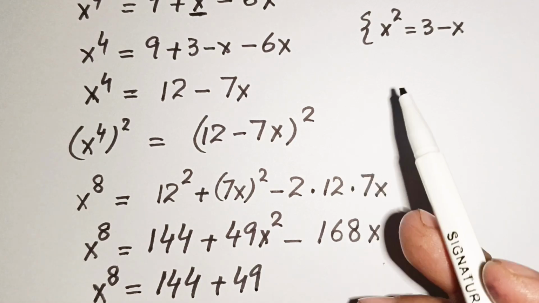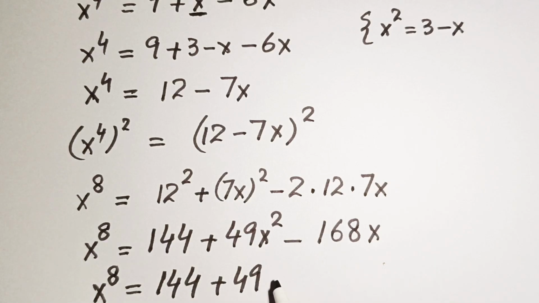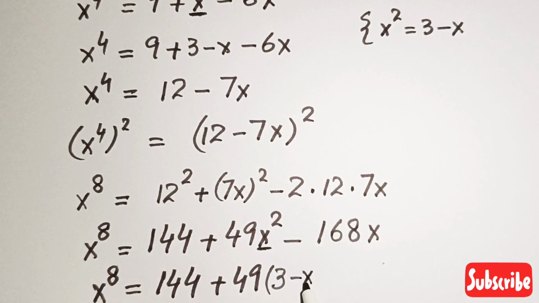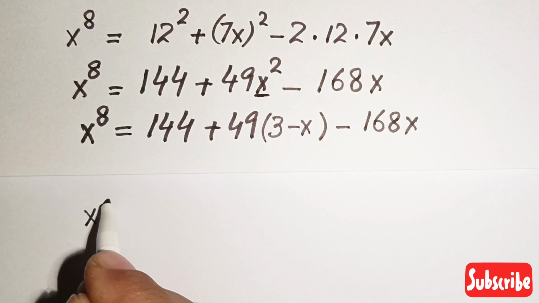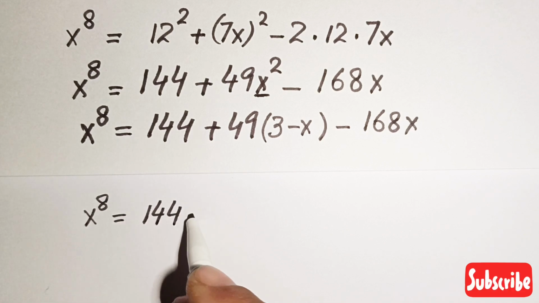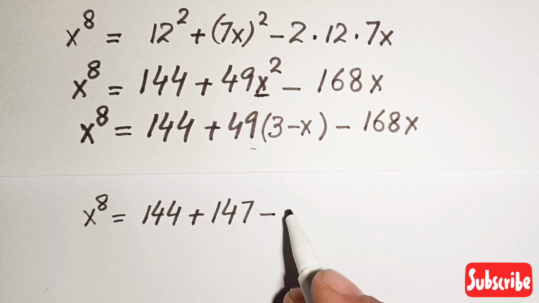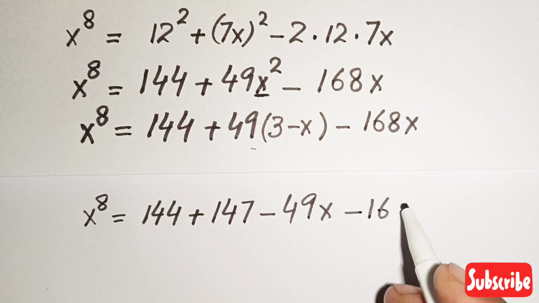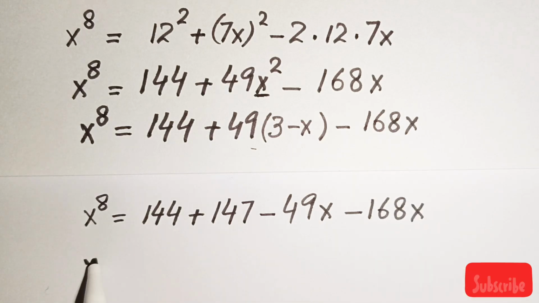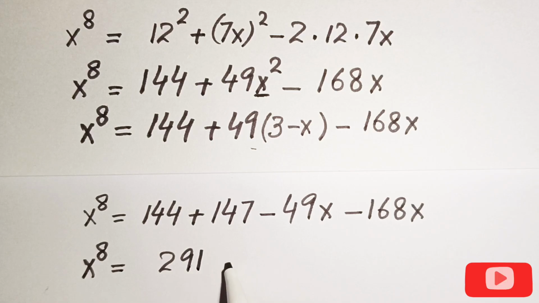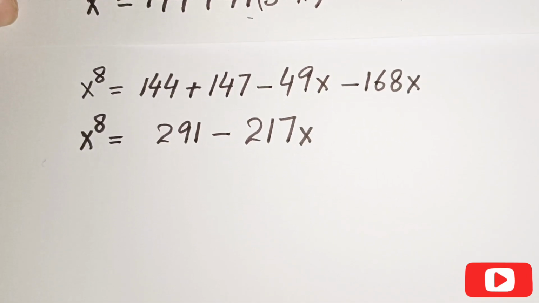Now our next step will be x to the power 8 is equal to 144 plus 49, and here we are going to use the same value of x squared, which is 3 minus x. So this x squared will be 3 minus x, and minus 168x. Now x to the power 8 is equal to 144 plus 49 multiplied by 3, we get 147, minus 49 multiplied by x, we get 49x, and minus 168x. So x to the power 8, adding like terms, 144 plus 147 is equal to 291, minus 49 minus 168, will be minus 217x. So here it is our value of x to the power 8.